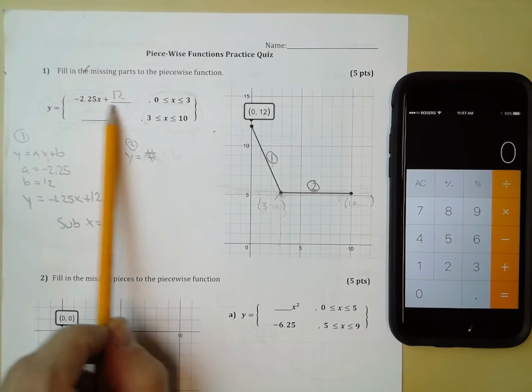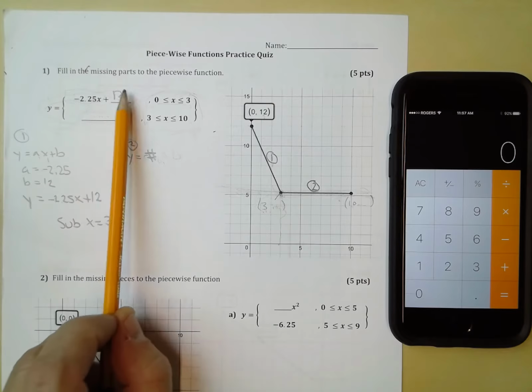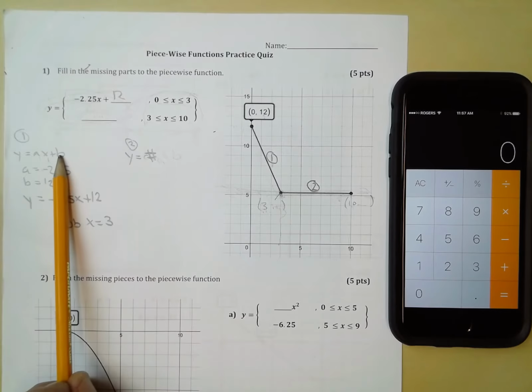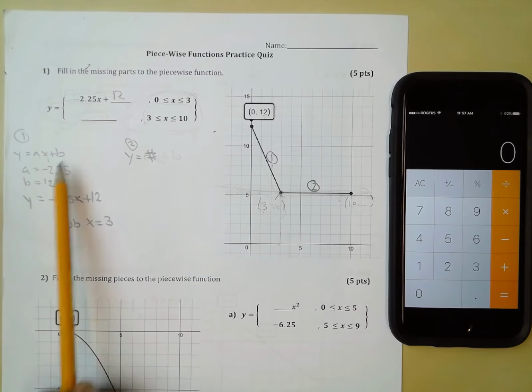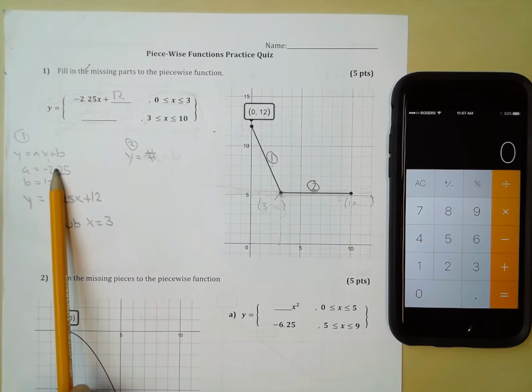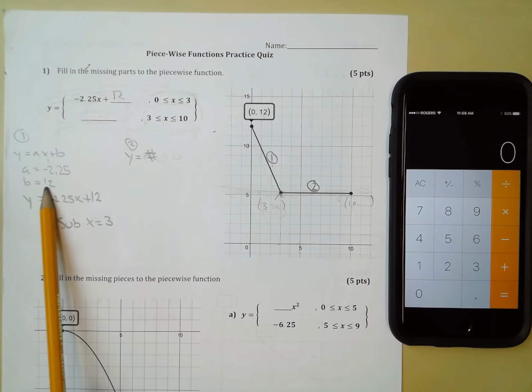They didn't tell me what that number is. I'm being asked to fill it in. They didn't tell me what this was up here, which was the b in the function. They did give me the a. The a is equal to negative 2.25x, so that's lovely. And you can see that I wrote down the answer of b is equal to 12.